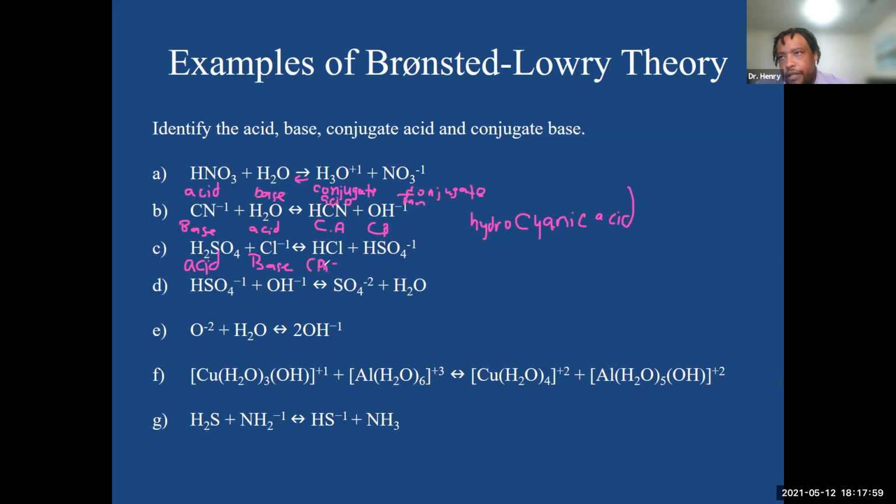And then the conjugate base, the sulfuric? Or is it hydrogen sulfate? Oh, hydrogen sulfate, yeah. Come on, you guys are getting rusty with that nomenclature.